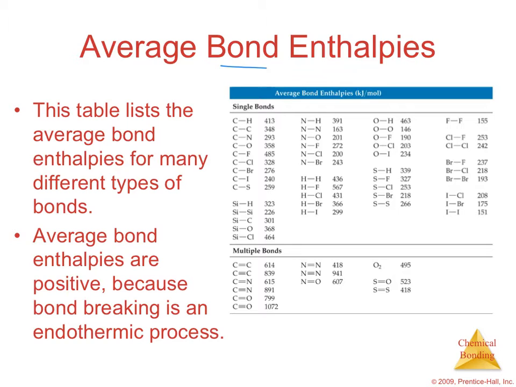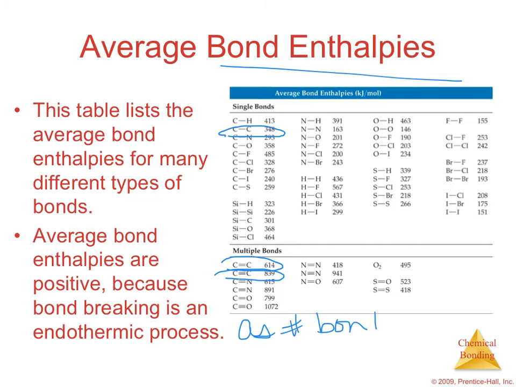So let's look at bond enthalpies or bond energies for a variety of covalent bonds and see what you would expect. The first thing that you should notice that we've already talked about is the difference between a single bond, a double bond, and a triple bond. So we talked about bond length before. Let's look at bond energy. So as the number of bonds increases, bond strength or energy also increases. You can see that here.